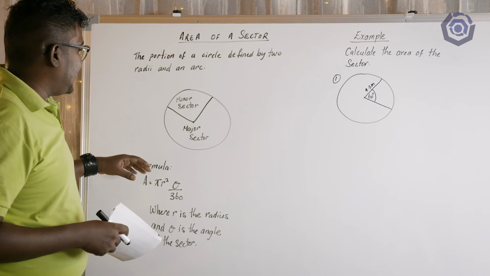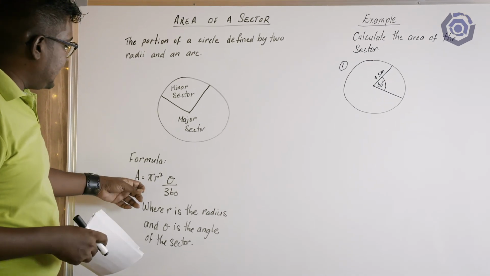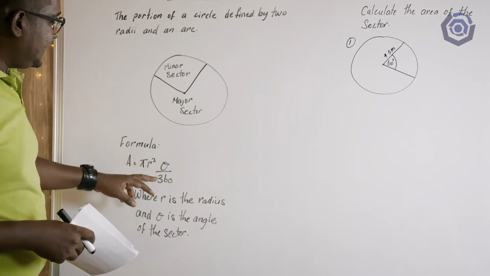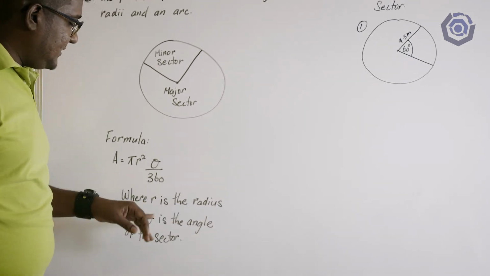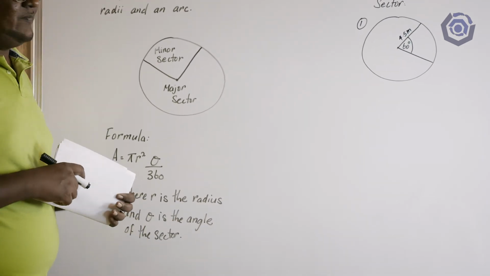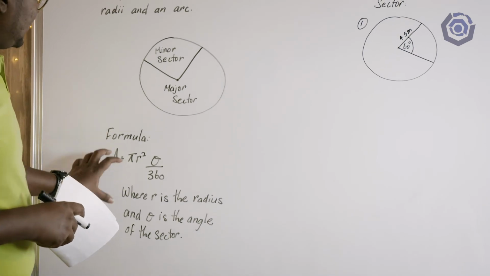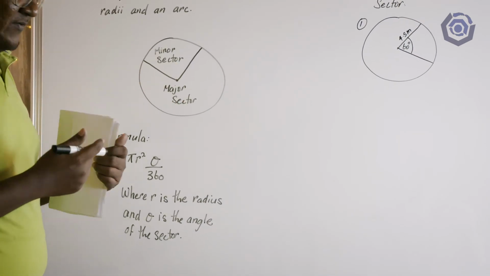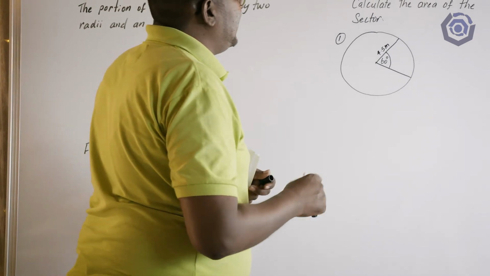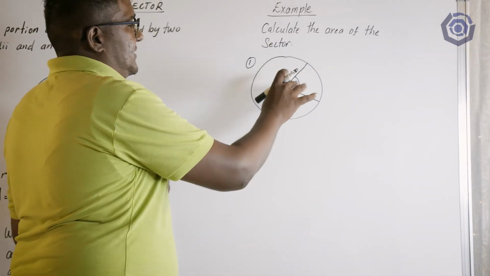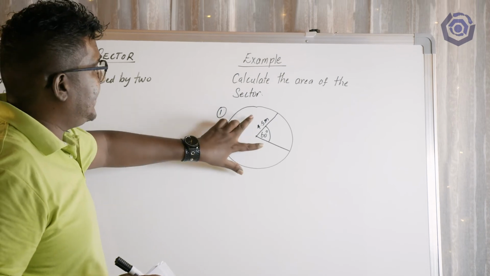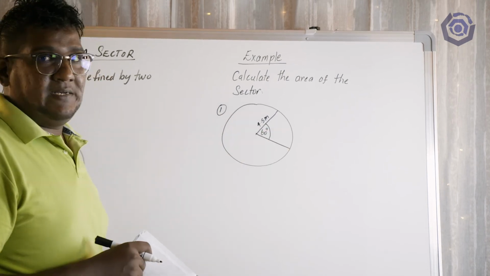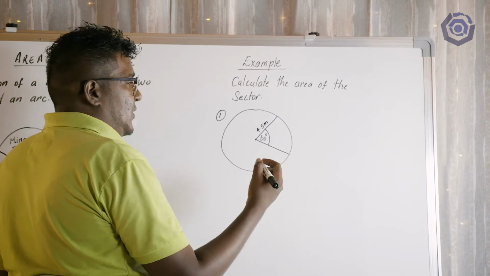Now the formula to calculate the area of a sector is A is equal to pi r squared theta over 360, where r is the radius and theta is the angle of the sector. Now, let's use this formula in the question that we have over here. So calculate the area of the sector. In this case again, when they say calculate the area of the sector, we're finding the area of our minor sector, right? So let's see what we're given.